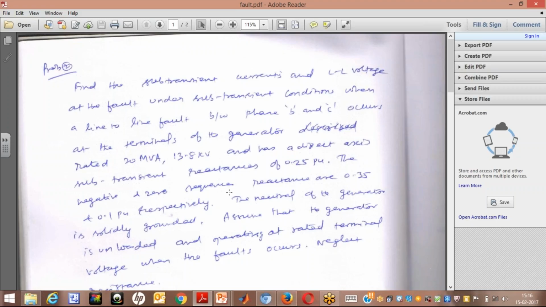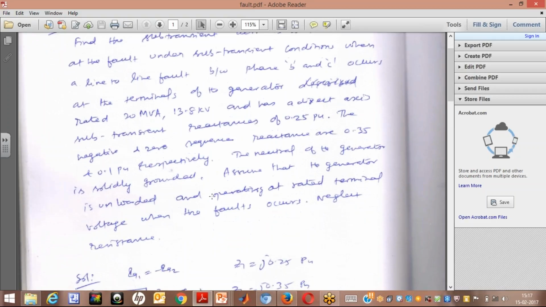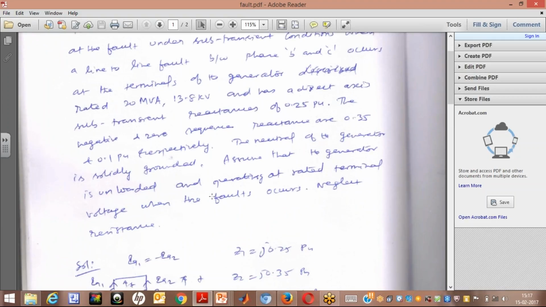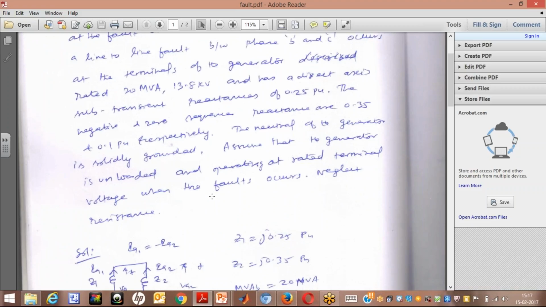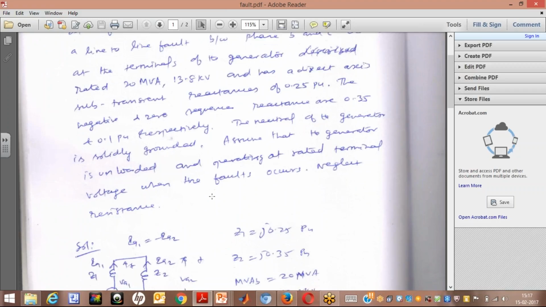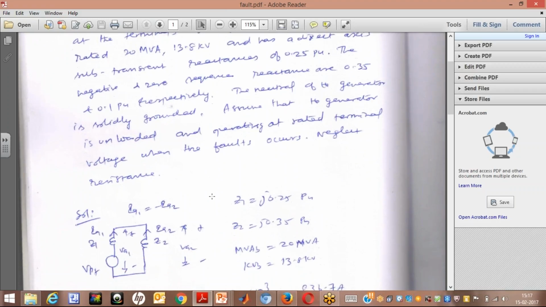The negative and zero sequence reactances are 0.35 and 0.1 per unit respectively. The neutral of the generator is solidly grounded. Okay, it is not grounded through any other thing, it is solidly grounded. Of course, actually no need to worry about this solid neutral grounding for double line fault, because the zero sequence circuit won't take place in the calculation of double line fault.